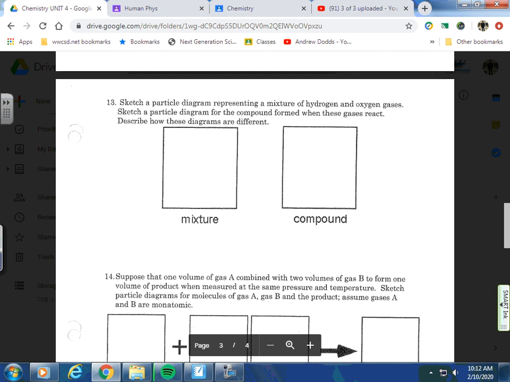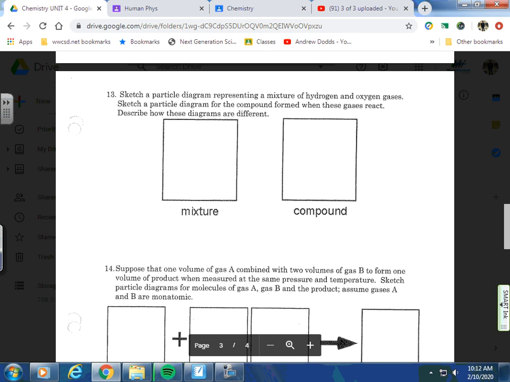All right, so it says sketch a particle diagram representing a mixture of hydrogen and oxygen gases. Sketch a particle diagram for the compound formed when these gases react. Describe how these diagrams are different. I'm more concerned with you just making the diagrams. So I'm going to use black dots to represent hydrogen. I'm going to use white dots to represent oxygen. So if I have a mixture of hydrogen and oxygen gases, I could just do something like this.